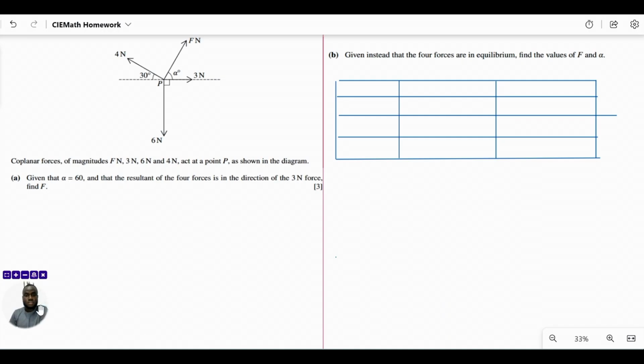Now for this next question that involves forces, let's resolve all the forces into their horizontal and vertical components, and that will let us know what the value of F will be, given alpha to be 60 as required for the A part. So for the first column, I'm going to have force. For the next column, I'm going to have the X components.